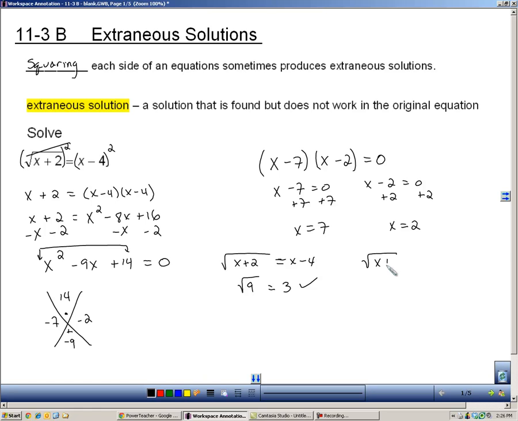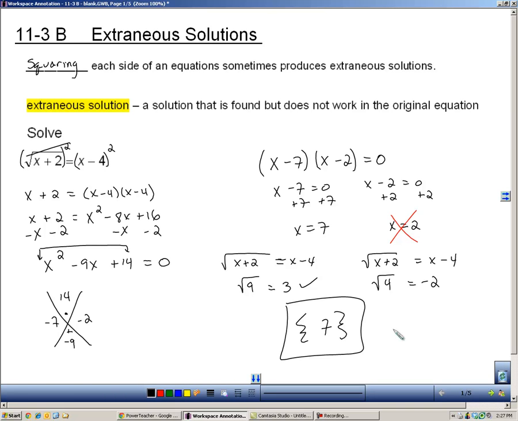Let's do the same with the x equals 2. 2 plus 2 is 4, so square root of 4, and then 2 minus 4 is negative 2. Does the square root of 4 equal negative 2? No, it does not. So we say that this solution, this x equals 2, is extraneous. It doesn't actually work, and therefore this radical equation only has one solution of 7.